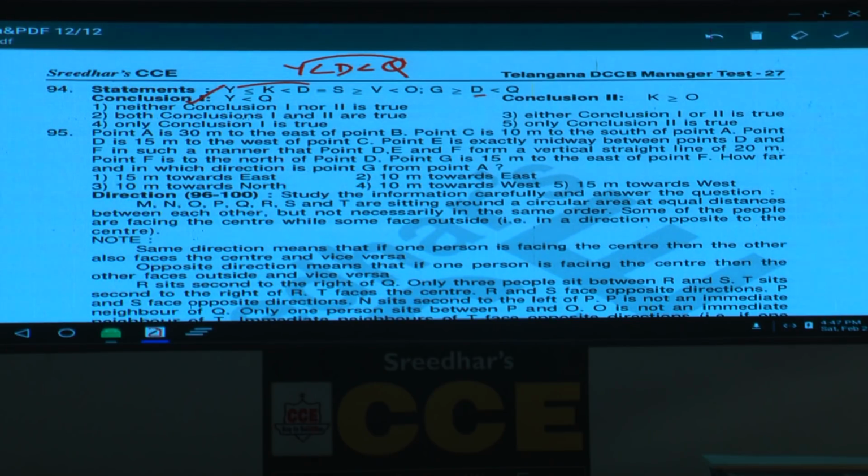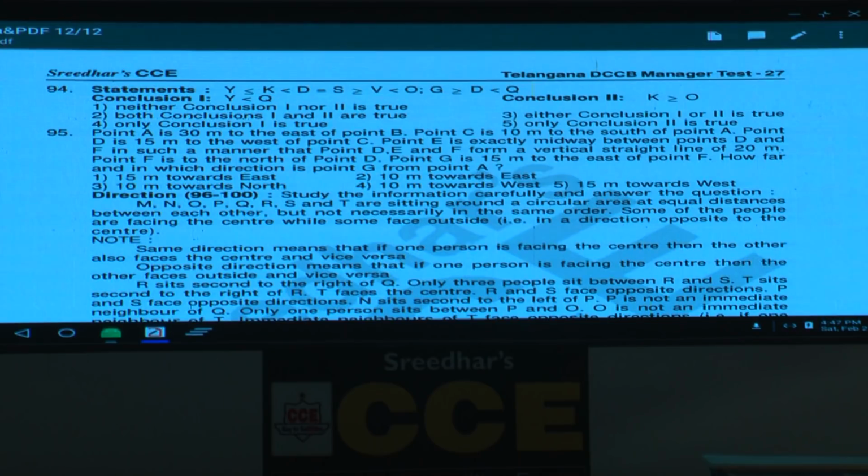What is the second conclusion here? K greater than or equals to O. K is here and O is here. Between these two, there is one lesser than, one greater than, two opposite symbols. No relation can be drawn between these two. Only conclusion 1 is true, that is choice 4. Question number 94, choice 4. Then question number 95 is based on directions.